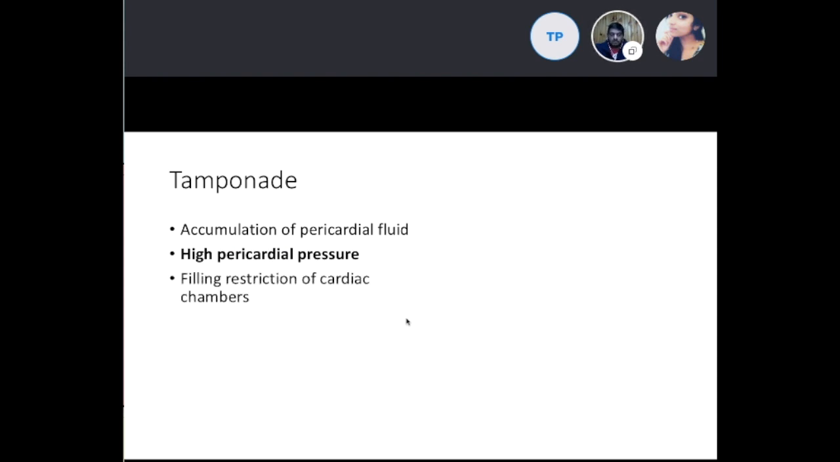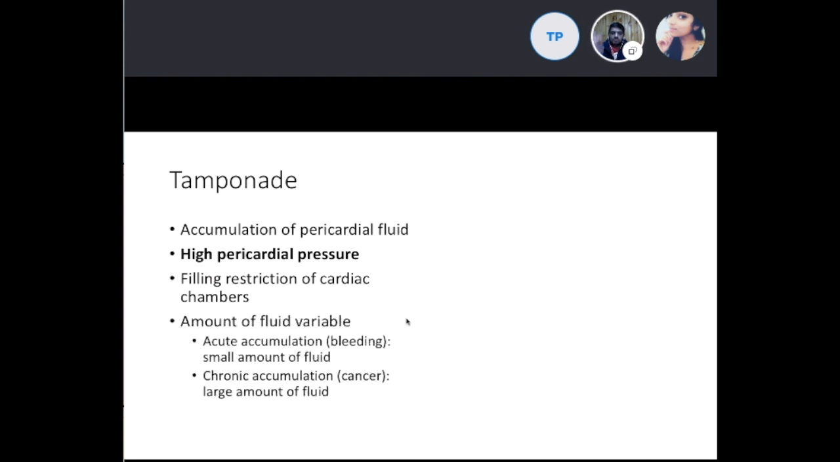Nope. So we're going to talk about tamponade. This is an accumulation of pericardial fluid in the pericardial sac, which then leads to a high pericardial pressure. Due to this high pressure, it will restrict filling of the cardiac chambers. And the amount of fluid is variable. So here's what I mean by this one.